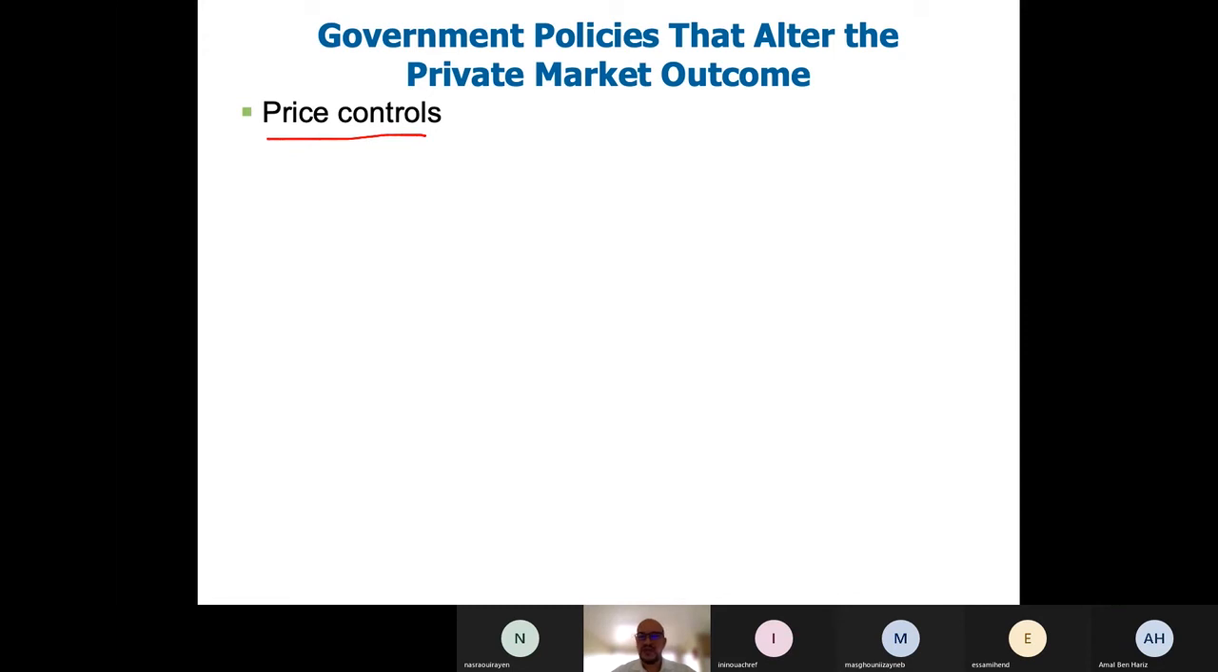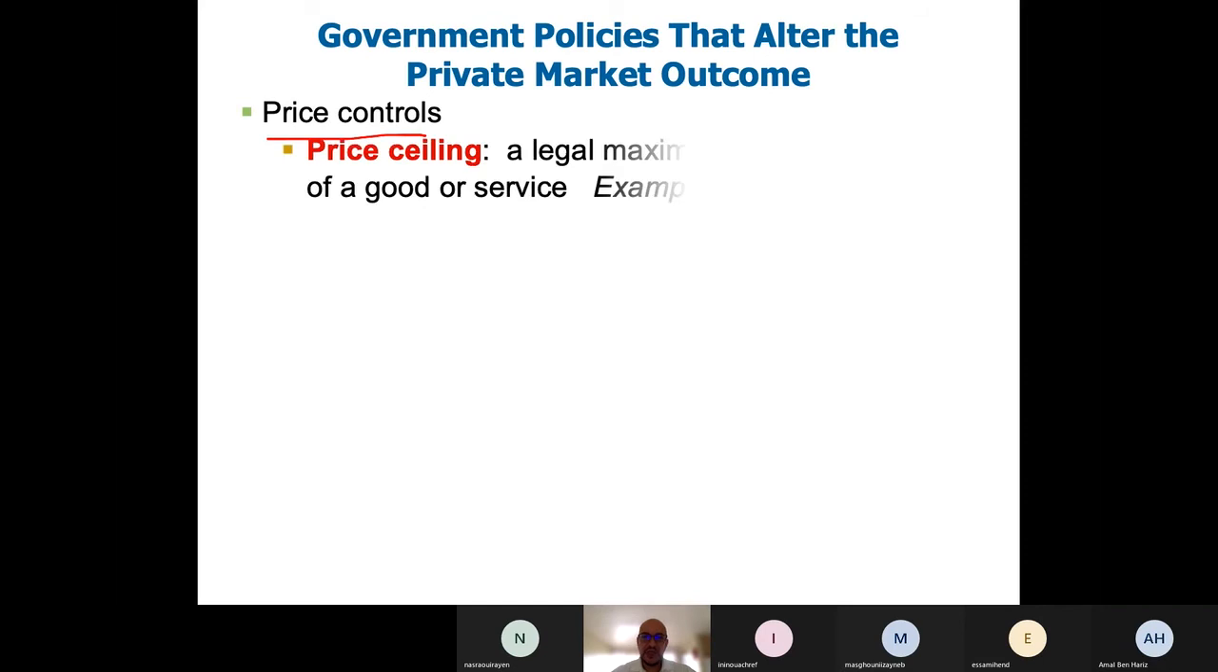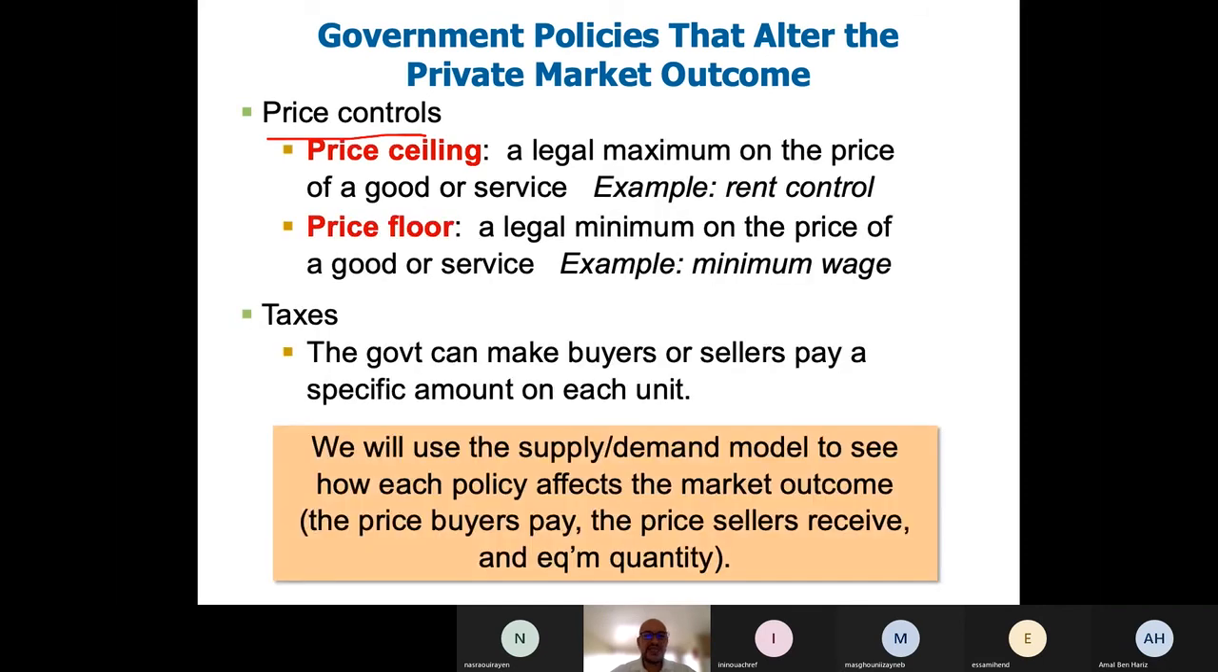Price controls means the government dictates the prices. And the second policy is taxes. So we'll see first two policies. Policy one is price control, and policy two, taxes. These are two policies that make the government intervene in the markets.